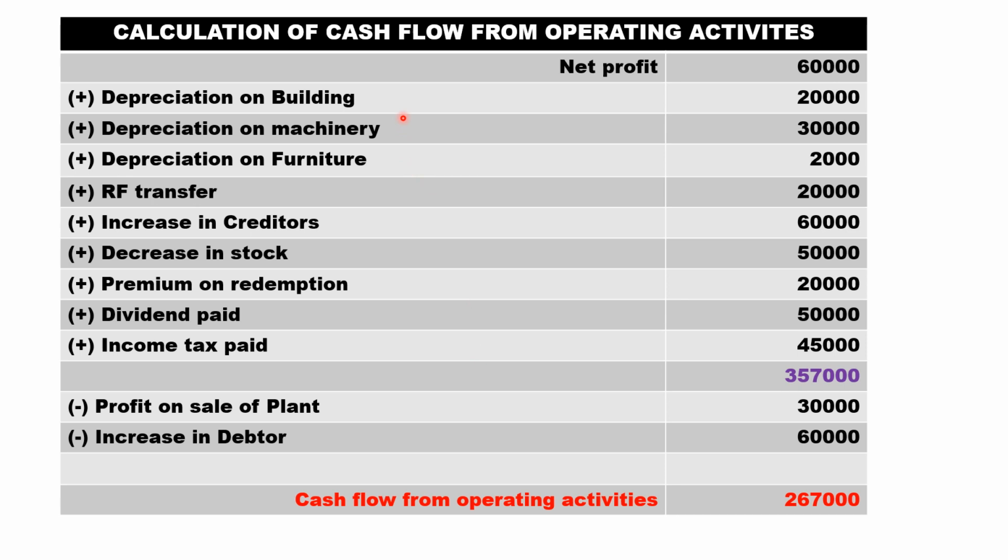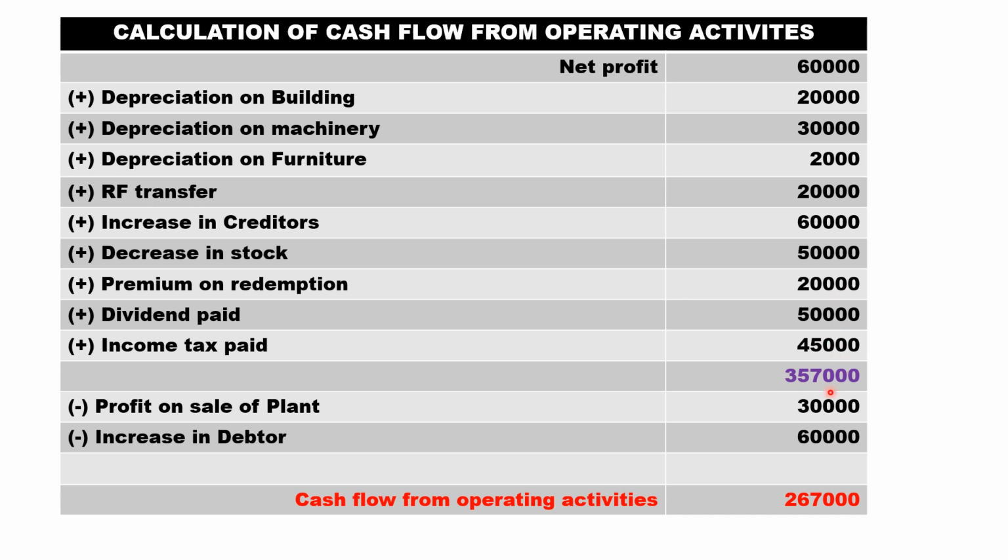Calculation of cash flow from operating activity. Net profit 60,000, that is current year profit 1,80,000 minus last year profit 1,20,000. You get 60,000. Add depreciation on building, add depreciation on machinery, add depreciation on furniture. Add RF transferred, which we got as the answer in RF account. Add increase in creditor, add increase in stock, add premium on redemption. 20,000 we repay extra, so the 20,000 we drew from PL account. Therefore it's a non-operating expense, so you should add 20,000. Dividend paid, add. Income tax paid, add.